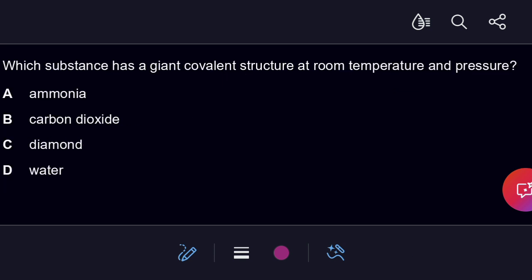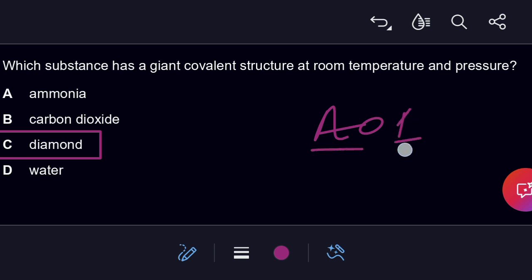Next question. Question number 8. Which substance has a giant covalent structure at room temperature and pressure? It's a very common question. We know that diamond is a giant covalent substance. So it's very easy. And again, it's a knowledge based question, that is AO1, Assessment Objective 1 of CIE.